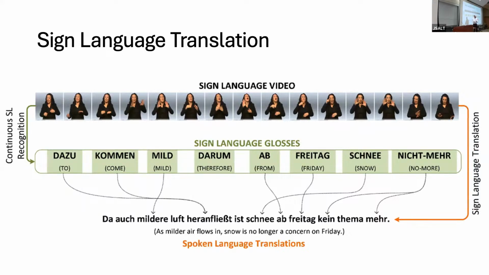So it's totally differently arranged, but you can maybe get the general idea. Yeah, as milder air flows in, snow is no longer a concern on Friday. The German one is a little bit harder. How many people actually speak German? Show of hands.